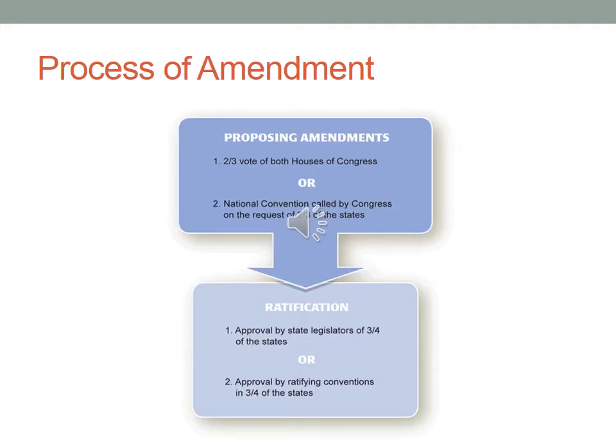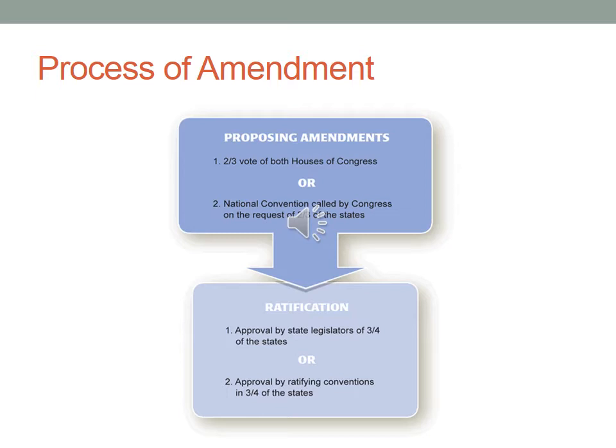Now, the amendment process. If you're going to change the Constitution or amend the Constitution, there are two ways of proposing an amendment and two ways to ratify an amendment. The first way to propose is a two-thirds vote of both houses of Congress. That is the way almost all amendments have been proposed. Or you could do a national convention called by Congress on the request of two-thirds of the states.